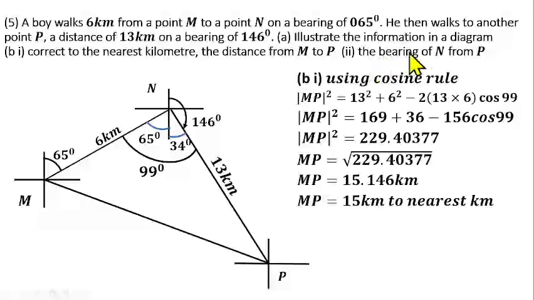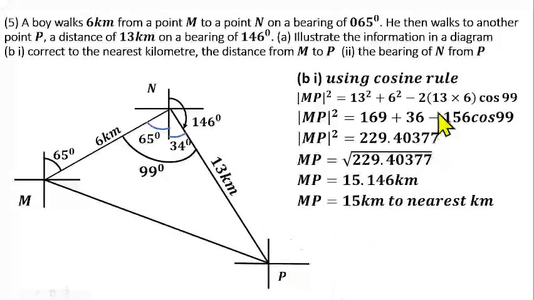Then question number B, Roman figure 2, is saying that we have to find the bearing of N from P, the bearing of this point N from P here. So how do we get that? How do we locate the bearing of N from P? What are we looking for? If you look at my video on bearing, you will know what you are looking for, the angle we are looking for.